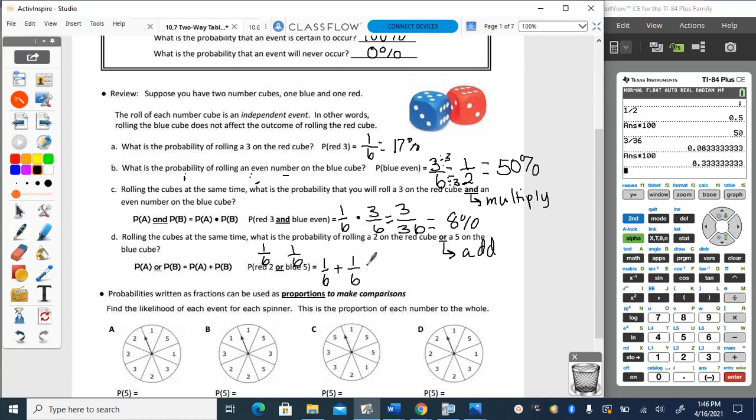So what's 1/6 plus 1/6? Well, remember to add fractions, you need like denominators. Do they have them? Yes, they both have 6. So bring that denominator over, and then add the numerators. What's 1 plus 1? 2. So we have 2 over 6.